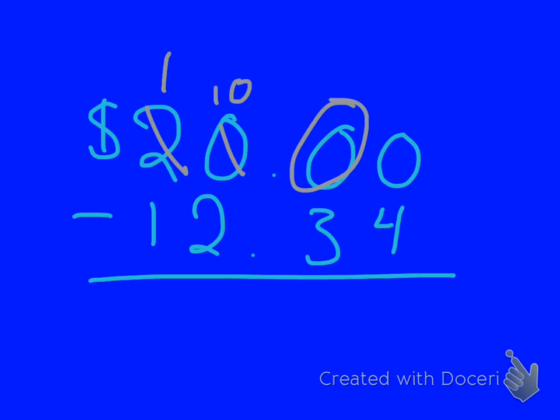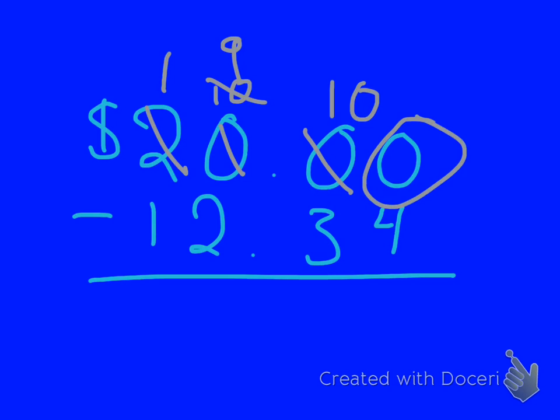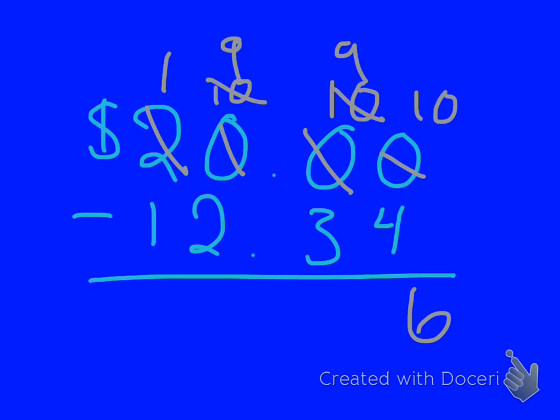Well, now we can go back over to this 0 to borrow from here. So the 10, we're going to borrow again. The 10 becomes a 9, and this 0 becomes a 10. Now we can borrow here. So we look next door to the 10. This 10 becomes a 9, this 0 becomes a 10. Now we're ready to subtract. 10 minus 4 is 6, 9 minus 3 is 6, 9 minus 2 is 7, 1 minus 1 is 0. Bring our decimal straight down. So we're left with $7.66.